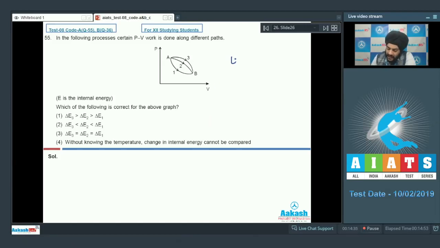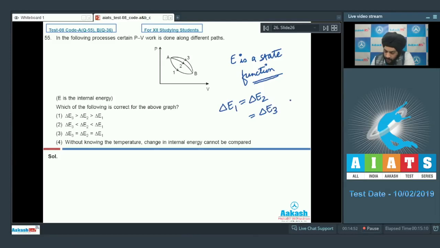Students, we know that internal energy is a state function. So if it is a state function, it will not depend upon the path taken. The value of internal energy change along all these paths shall be equal. So delta E1 shall be equal to delta E2 shall be equal to delta E3. So students, for this question, we have to mark the third option as the correct answer. Let us look at the next question now.